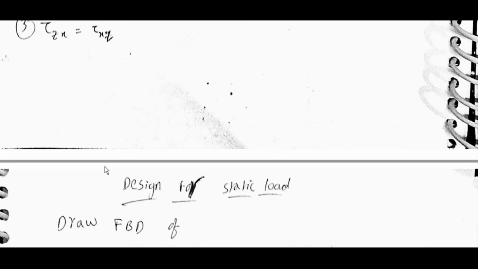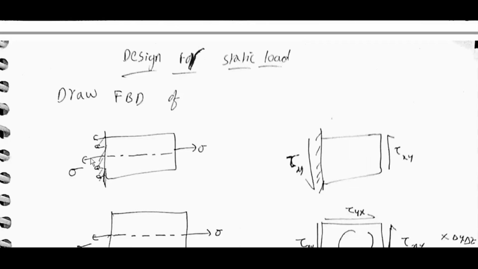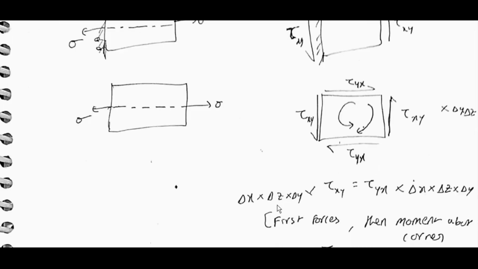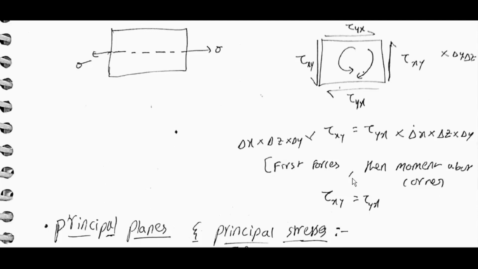Design for static load. Draw FBD. Tau xy and tau yx are complementary stresses. So delta x into delta z into delta y into tau xy is equal to tau yx into delta x into delta z into delta y. First forces, then a moment about the corner, then moment about the corner: tau xy is equal to tau yx.